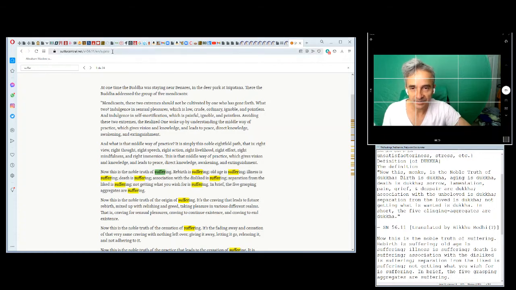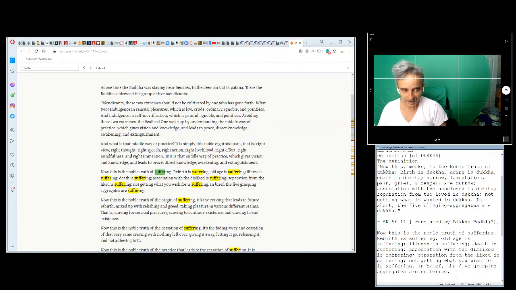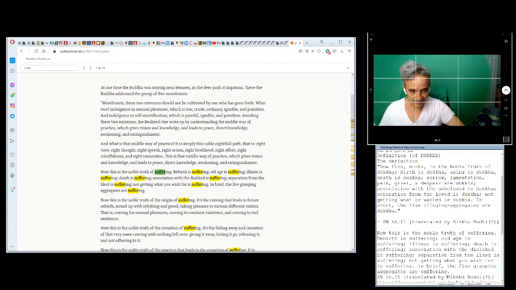So this is a little bit different. So this translator decided not to translate the word dukkha as suffering. It gives an impact. Suffering.